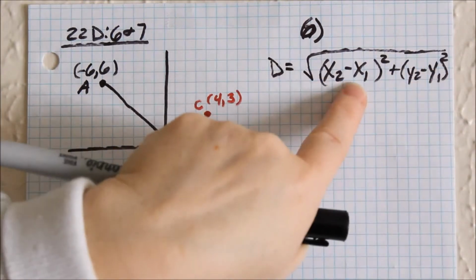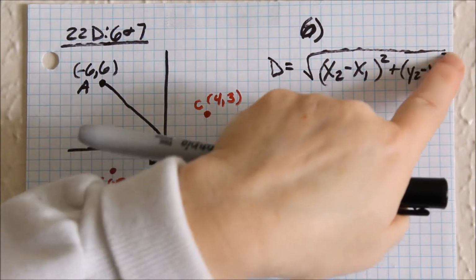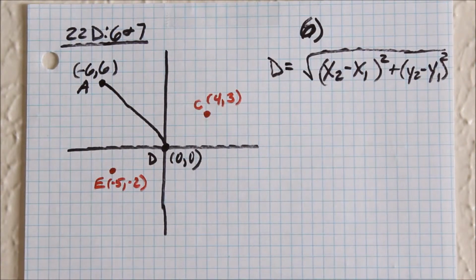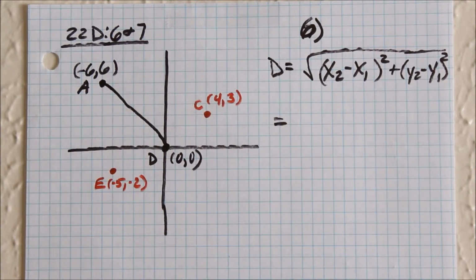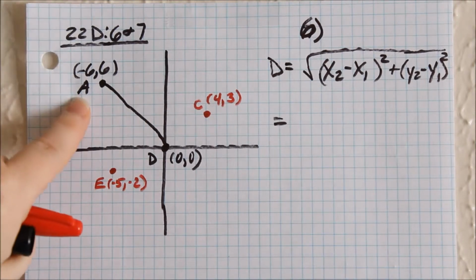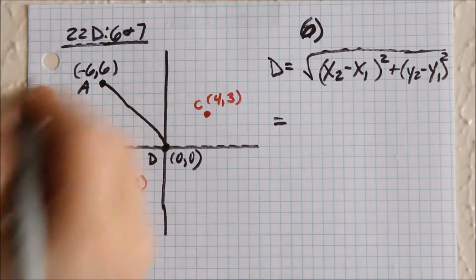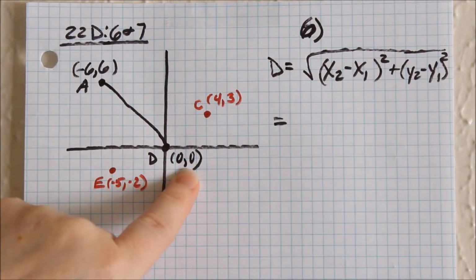So we take the difference of our x's, square it, take the difference of our y's, square it, add those two numbers together, then take the square root. Alright, we just need to label point 1 and point 2. It doesn't matter which point you label, just be consistent. So I'm going to call A point 2, okay? So this is going to be point 2, and my origin is going to be point 1.